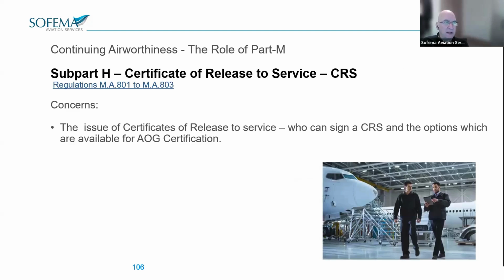Release to service is carried out or defined under Subpart H of Part M, and it concerns who can sign a certificate of release to service and the options available for certification on an AOG, aircraft on ground basis. The CRS has to be issued always by certifying staff of the Subpart F or Part 145 maintenance organisation. The operator or the CAMO cannot issue certificates of release to service.